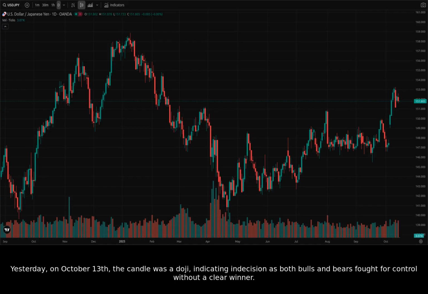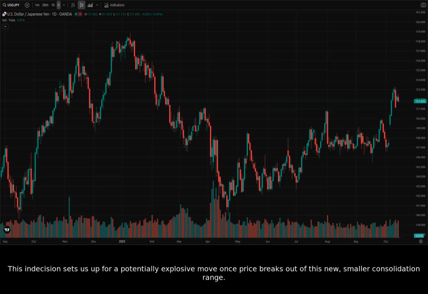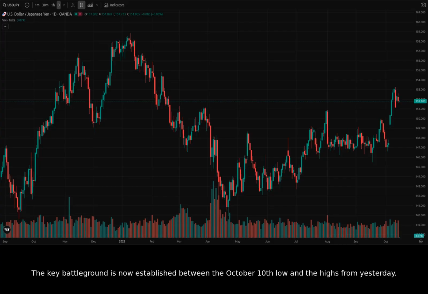Yesterday, on October 13th, the candle was a doji, indicating indecision as both bulls and bears fought for control without a clear winner. This indecision sets us up for a potentially explosive move once price breaks out of this new, smaller consolidation range. The key battleground is now established between the October 10th low and the highs from yesterday.